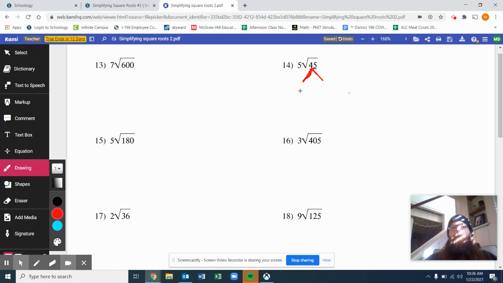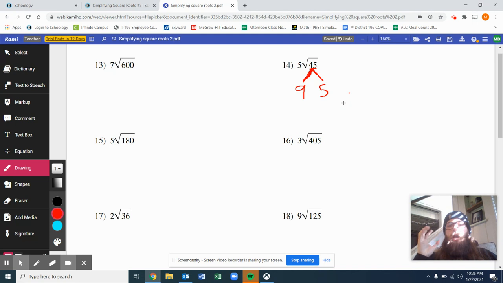So 45, I know, breaks down to a 9 and a 5. I'm going to look at each of these numbers and ask, can I break either of them apart into two numbers that multiply to make it? The 5 is done. There are no two numbers that multiply to make 5. You might say yes, it's 5 and 1, but that doesn't work. It has to be two numbers that are not itself. So the number can't be 1 and itself.